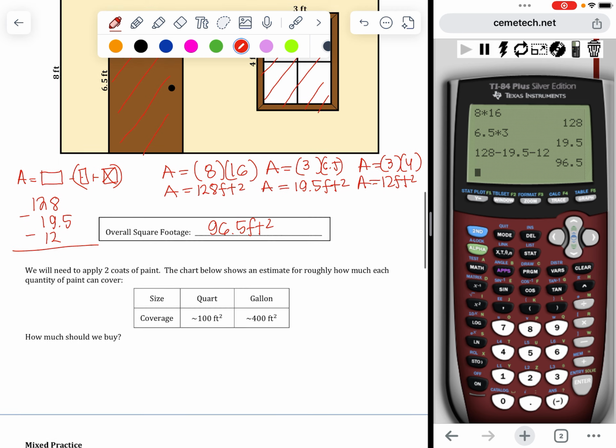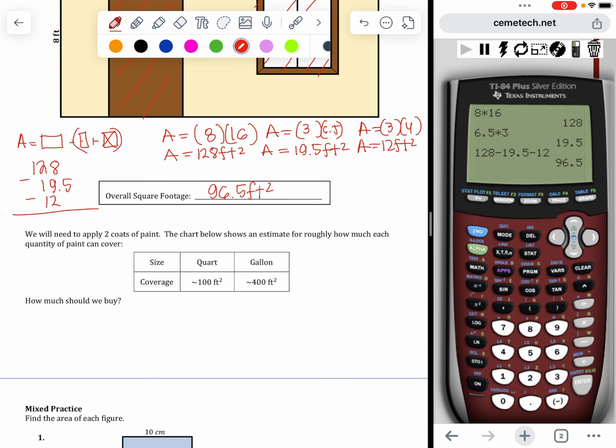All right, so let's get back to that fact that you have to paint that wall. So let's see how we could use this. It says we will need to apply 2 coats of paint. The chart below shows an estimate for roughly how much each quantity of paint can cover. So a quart will cover 100 square feet, and a gallon will cover 400 square feet.